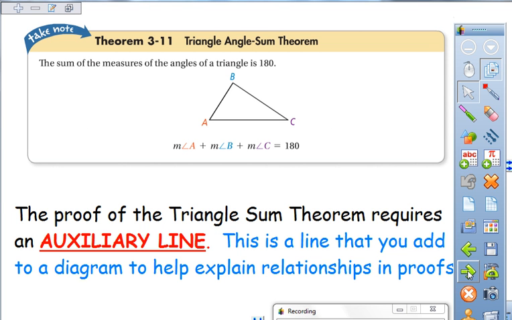Here's the triangle sum theorem. The sum of the measures of the angles of a triangle is 180. So the measure of angle A plus the measure of angle B plus the measure of angle C adds up to 180. The goal of this lesson is to actually prove this theorem is true. And the proof of the triangle sum theorem requires an auxiliary line. An auxiliary line is a line that you add to a diagram to help explain relationships in a proof.